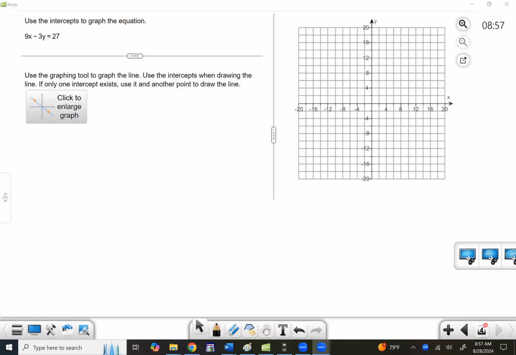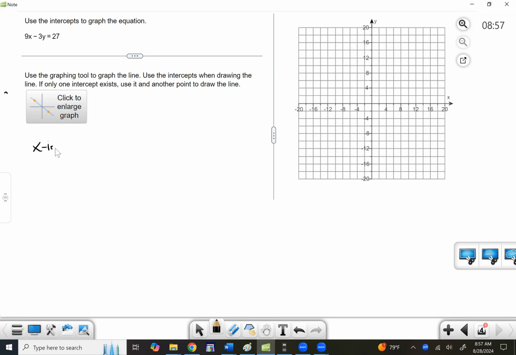Let's take a look at number 5. They're very specific on how they want you to do it. It says use intercepts to graph. And I noticed that if you don't and you use y equals mx plus b or a table, it does mark you off. So they really want you to use intercepts.